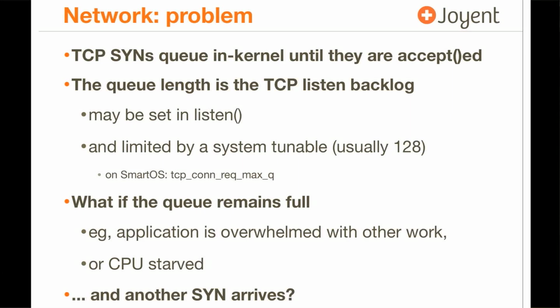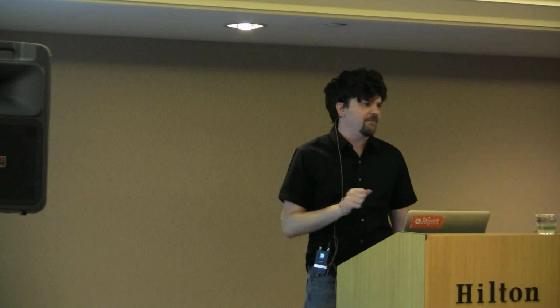TCP SYNs queue in the kernel until they're accepted. The queue length is the TCP listen backlog. You may have been down this road before. You can set that in listen. The operating system will have some sort of limit. On SmartOS, it's this thing called tcp_conn_req_max_q, which is 128 by default. It's often 128 in other operating systems.